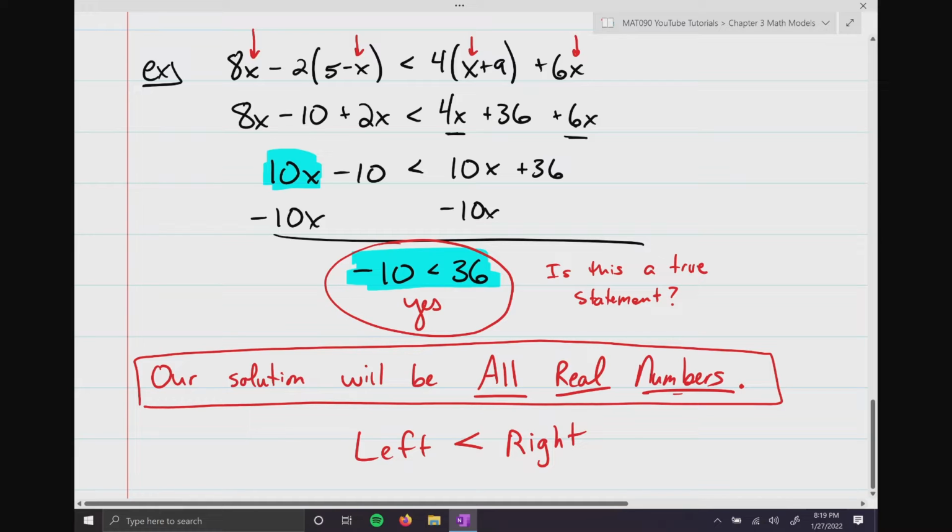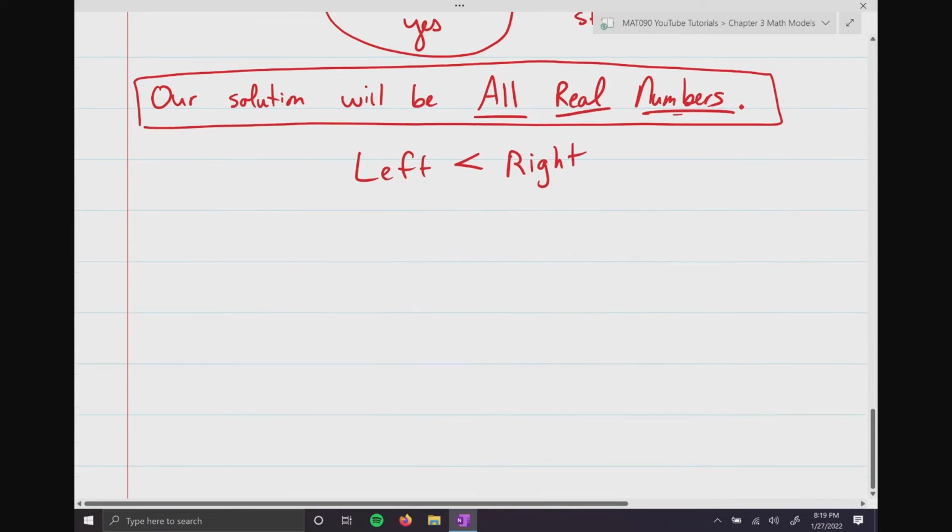So if you don't believe me, what I want you to do is go ahead and pick any value of x you want and substitute it in. And then you should see that when you simplify it down, the left-hand side will always be less than the right-hand side, okay? So I'm going to let you go ahead and do that. And if you have any questions, you can always just contact me.